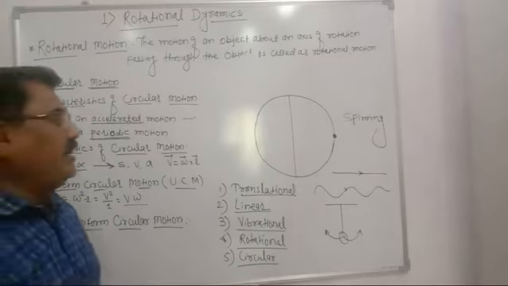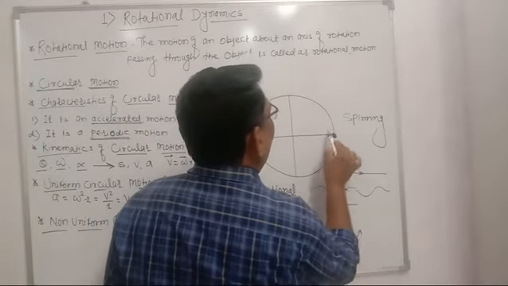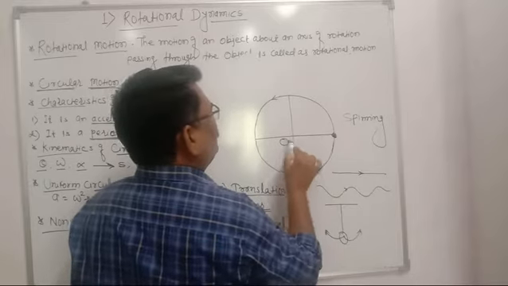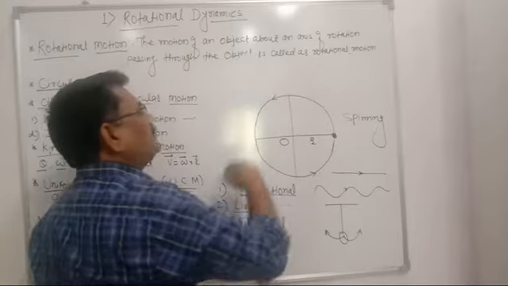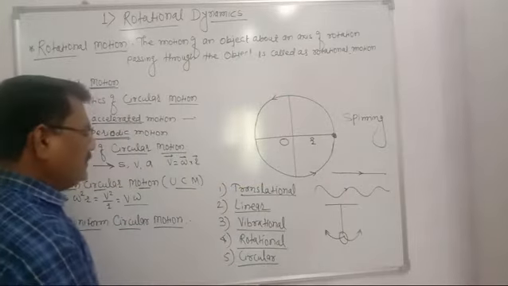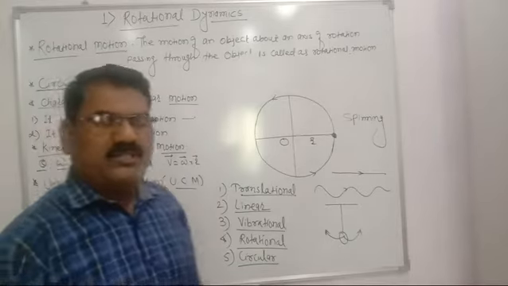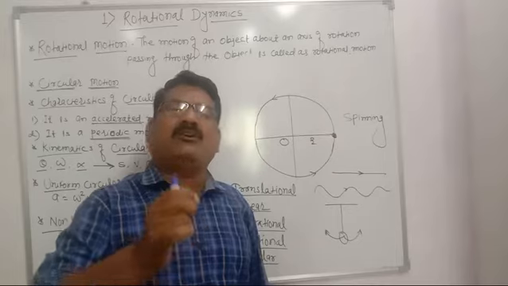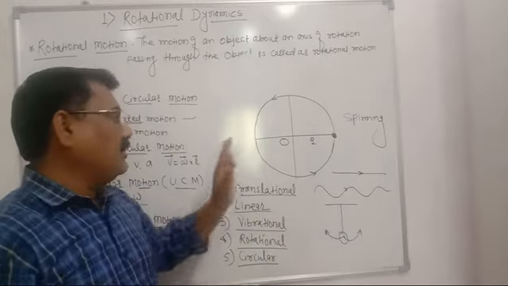Hence it is defined as the motion of an object along the circumference of a circle. The motion of an object along the circumference of a circle is called circular motion. So what is circular motion? The motion of an object along the circumference of a circle is called circular motion.